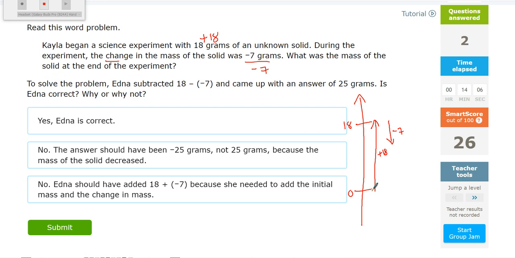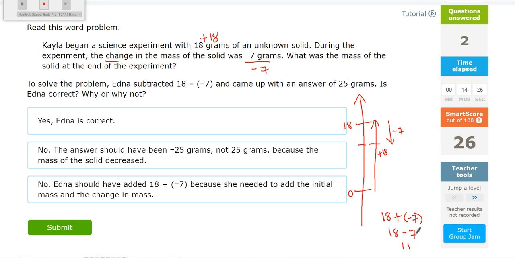So what was the mass of the solid at the end of the experiment? Well, to figure that out, all I would do is say, well, if I was at 18 and I went down by 7, what would this number here represent? And so all that would be is 18 plus negative 7, which is really just 18 minus 7. And 18 minus 7 is just going to be 11.